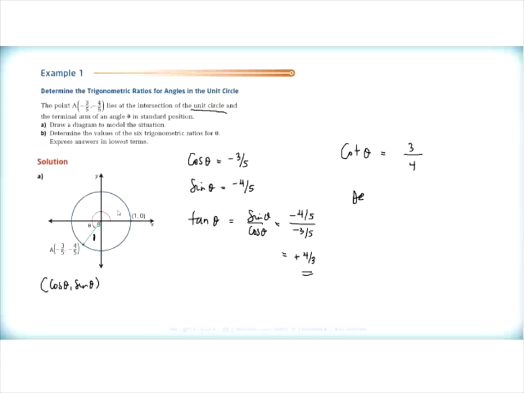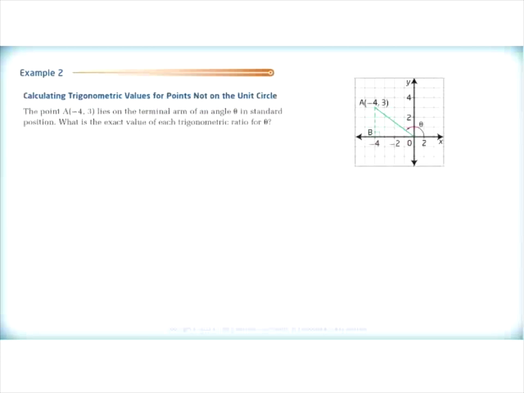The secant of the angle, secant theta, is the reciprocal of cosine. So if I look at cosine, I just need to take the reciprocal and I'll get -5/3. And finally, cosecant theta, which is the reciprocal of sine, all I need to do is look at sine, take the reciprocal, and I get -5/4. So the cosecant of theta is -5/4. Okay, there's the first example. Let's have a look at another example.